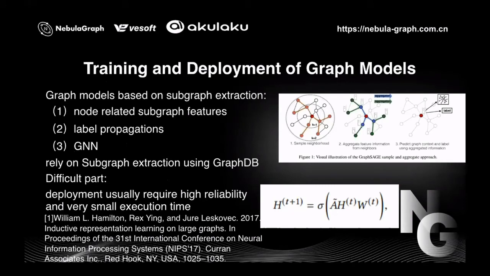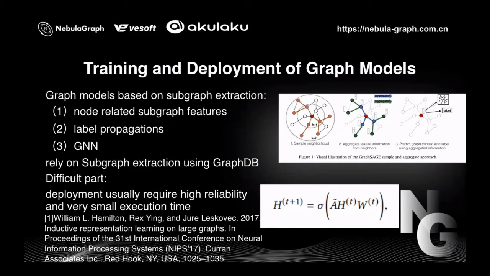So as I said before, not all use cases in graph need a graph database. And what are the graph models that are particularly suitable for a graph database? It is the models that are based on subgraph extractions. So we start from a node in the center and we extract a subgraph centered at that node. The first type of models includes node-related subgraph features, for example, the suspicious nodes which are 3 steps or 2 steps away.